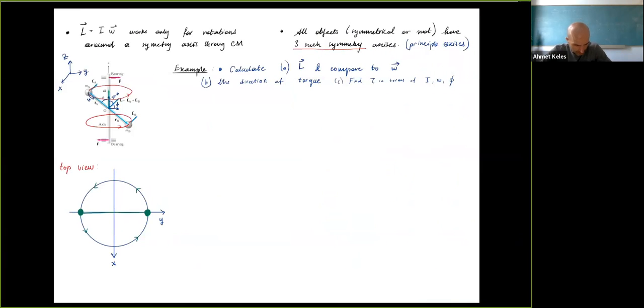Okay, so let's just focus on this vector nature of angular momentum a little bit more. So I want to emphasize, this kind of equation, L is equal to I times omega with vectors, works only for rotations around a symmetry axis through the center of mass. And all objects, whether symmetrical or not, I mean, so far we were looking at symmetrical things, but all objects have three such symmetry axes, and these are called principal axes.